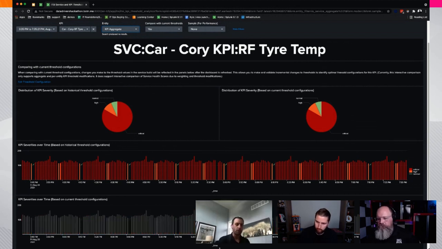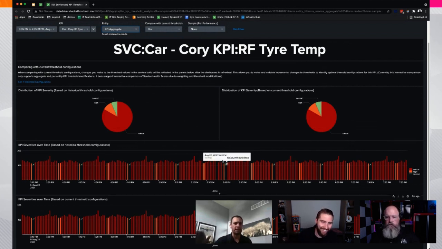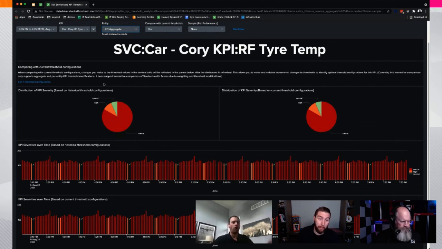Now, this is a best practice when you're thresholding KPIs: we don't want to go changing threshold values until we understand why. What are we looking at? Why is the behavior of this KPI what it is? If we think about the right front tire, correct me if I'm wrong, Kyle, but when you guys built these services and KPIs initially, you did some basic static thresholds and all of the tires got the same thresholds, correct?